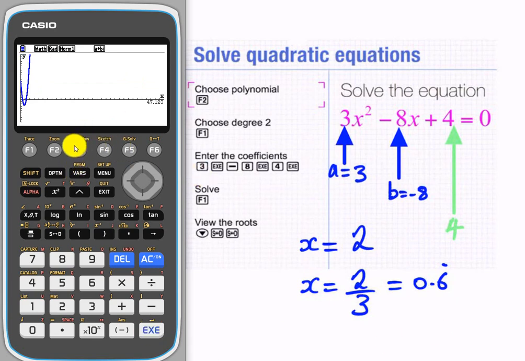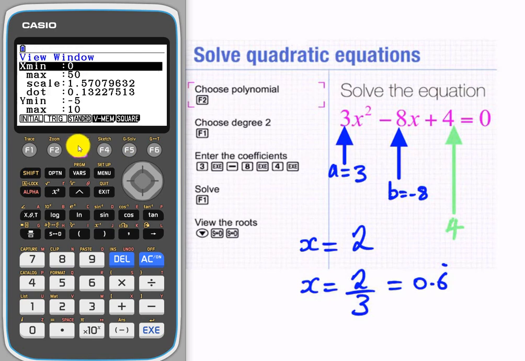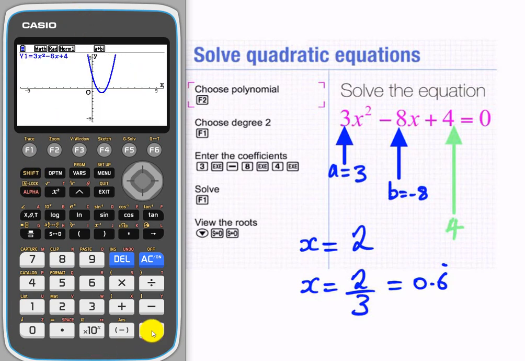We can change the view window. Press F3 and we can choose standard. Press F3 again. So you go from minus 10 up to 10 along the x-axis, and along the y-axis from minus 10 to 10. Let's see how it looks. That's the U-shaped graph. Now we can look for where it crosses the x-axis by pressing F5, G-Solve, and we want the roots. If you press F1 for the root, it gives you the first answer as 0.666, which is the 2/3.